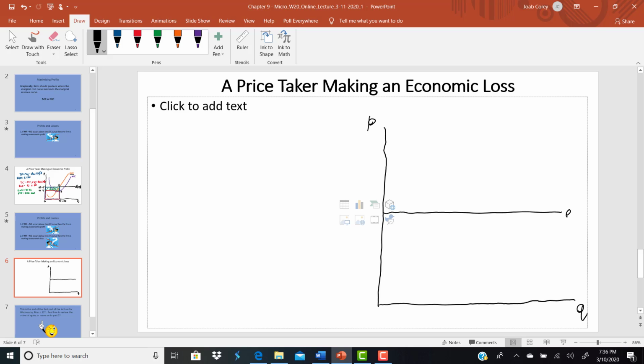So this is our demand. And again, this is where price equals marginal revenue, which is true for price takers and price takers only. Again, we're going to go ahead and say that price is $5. Just try to keep those numbers easy to work with.